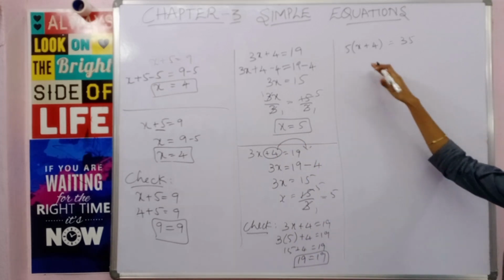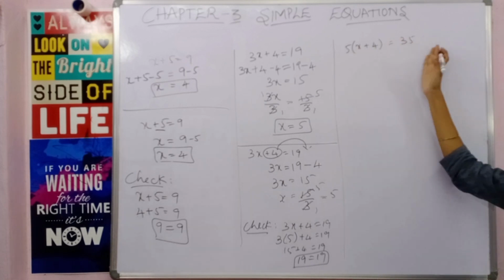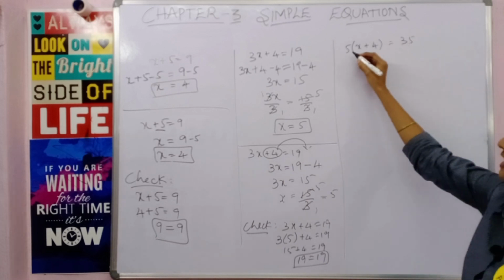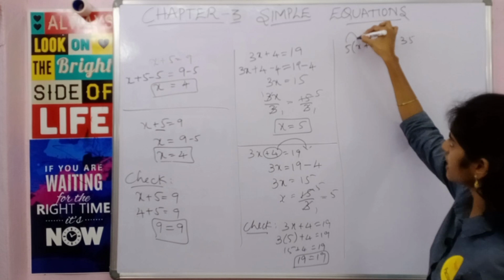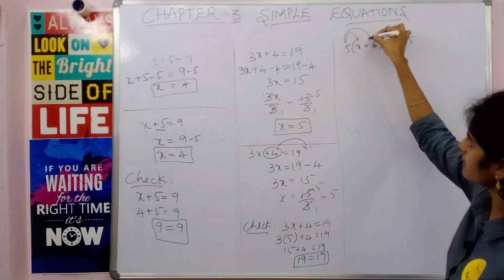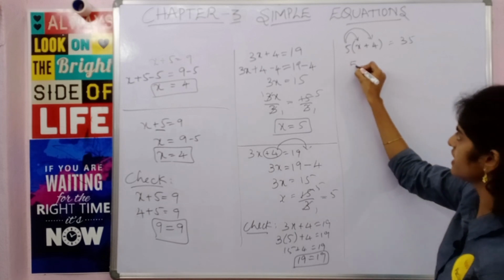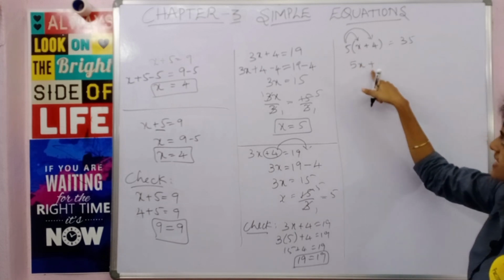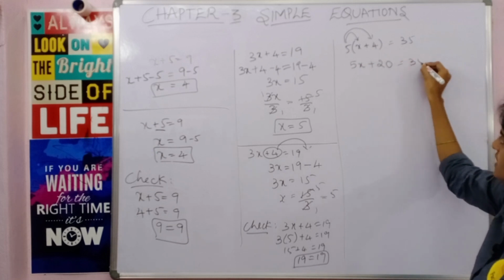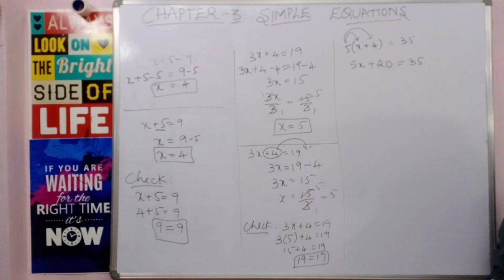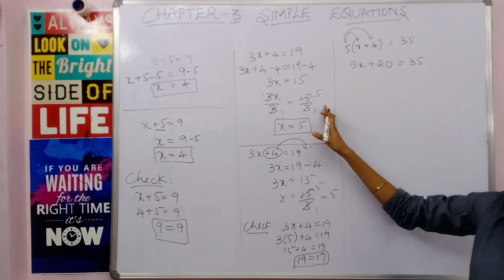Okay, so let us take the next problem. You have 5 into x plus 4 equal to 35. So this you can see is in the form of the distributive property. Nothing but 5 is multiplied by x and also 5 is multiplied by 4. So 5 into x is 5x, plus, you have a plus in between, 5 into 4 is 20, equal to 35. Clear? So now we shall solve it in two methods again, without transposing and with transposing.